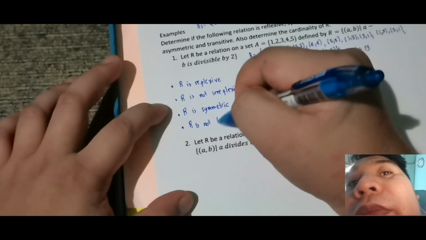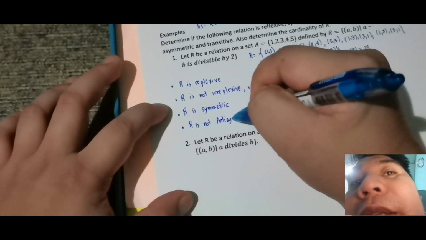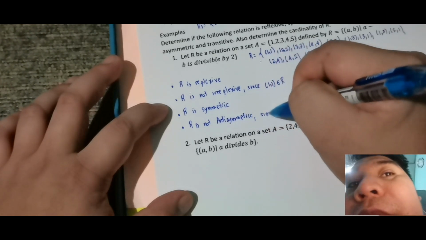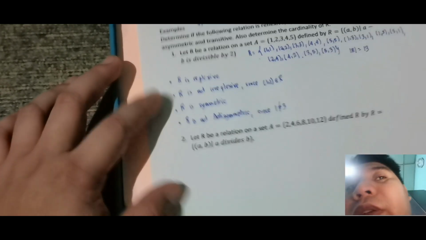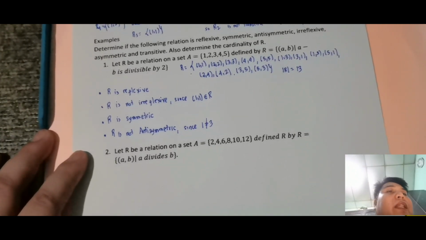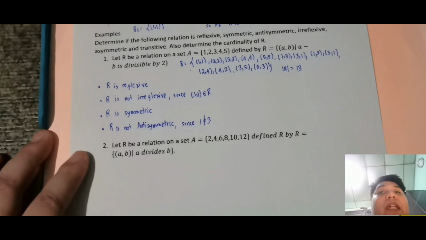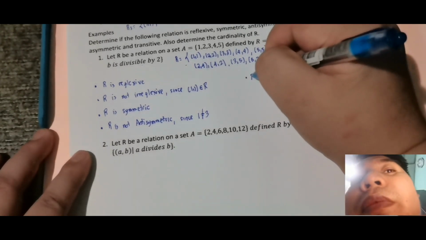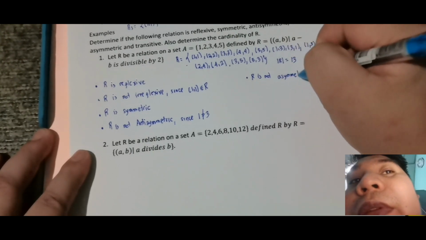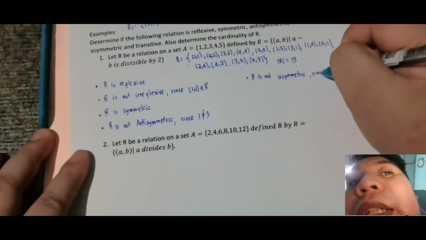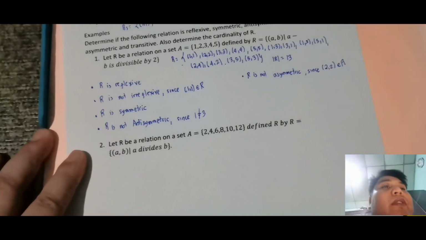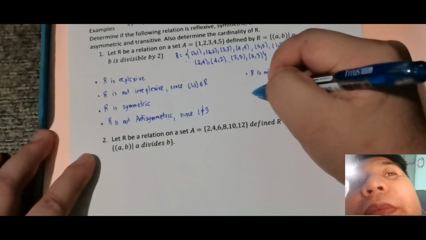R is not anti-symmetric. Okay? So, since lagay na lang ako, since 1 is not equal to 3, dun sa (1, 3), (3, 1). Kahit isa na lang. Okay, next is, siya ba ay asymmetric? Obviously, hindi siya asymmetric. Bakit? So, R is not asymmetric. Okay, since, lagay ka na lang, since (2, 2), kahit isa na lang dyan, is an element of R. Ganun siya kasimple.